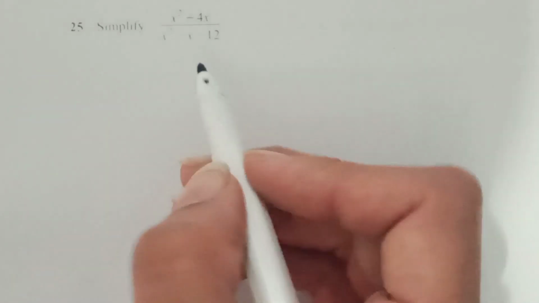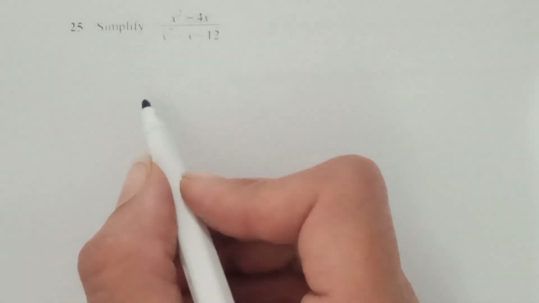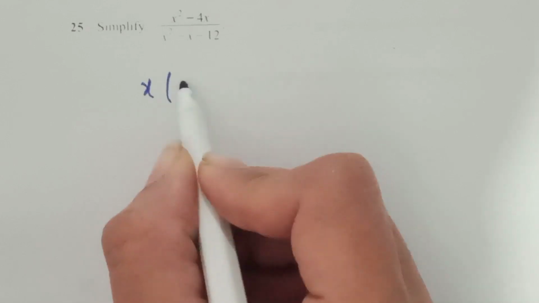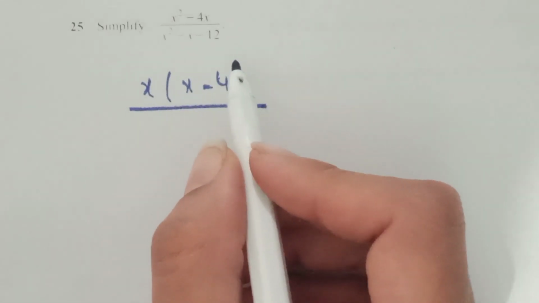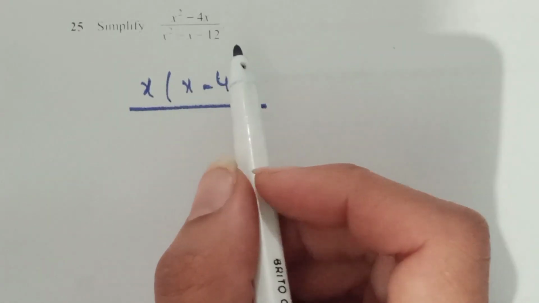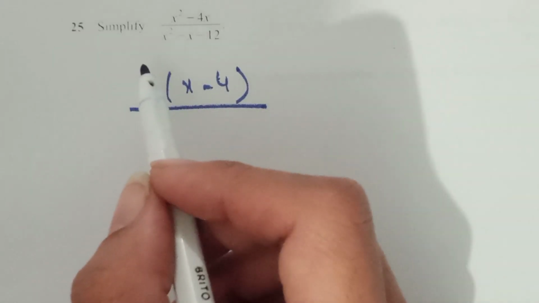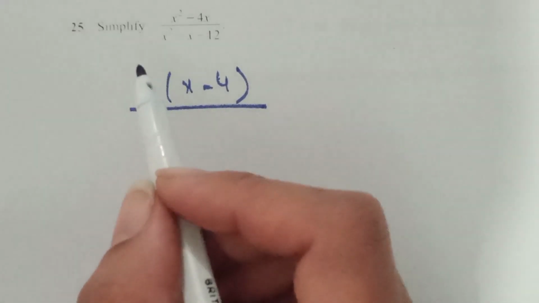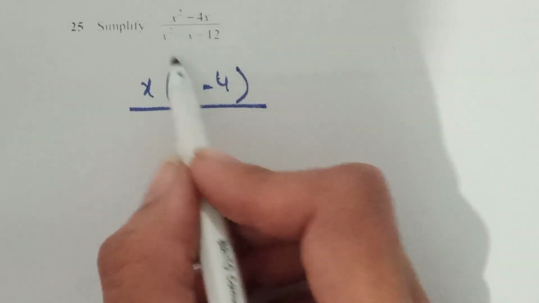Very simple. Question number 25, simplify it. We have to simplify it. We take the common x minus 4 from above. When there is a question of algebra, we have to first take the common. We have to first look whether there is any common present in this expression or not. If there is a common, we have to take it first.